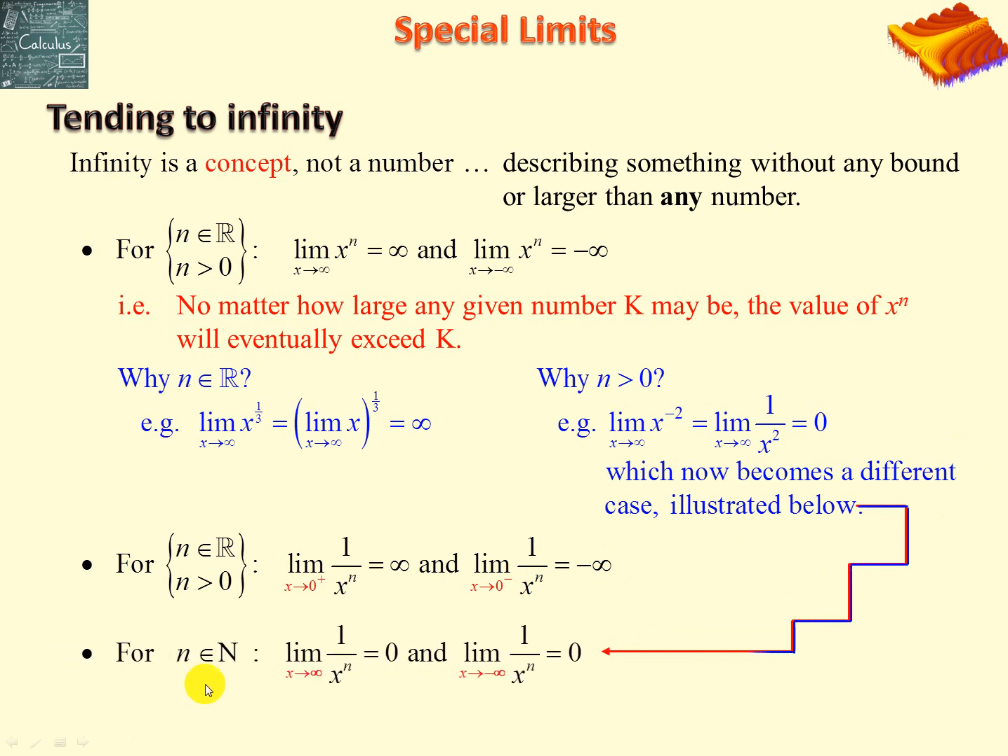Then we have, for n an element of the natural numbers, 1 over x to the n as x tends to infinity is going to go towards 0. And as x tends to negative infinity, is also going to go towards 0, and that's this case here, becoming smaller and smaller.